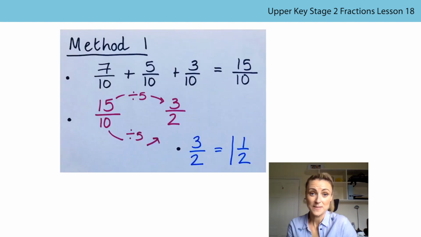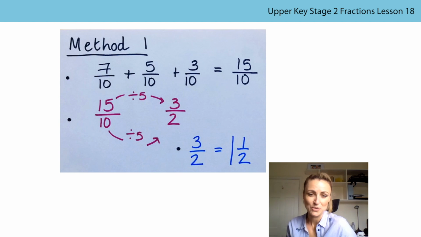Now, you might have been somebody who didn't choose method 2 and you chose method 1. Here we can see the same calculation and we can see that the sum of those 3 fractions is 15/10. Did you feel at this point that you wanted to simplify by recognising very quickly that the highest common factor was 5 and then dividing both the numerator and the denominator by 5 to get 3 halves, or 3/2?